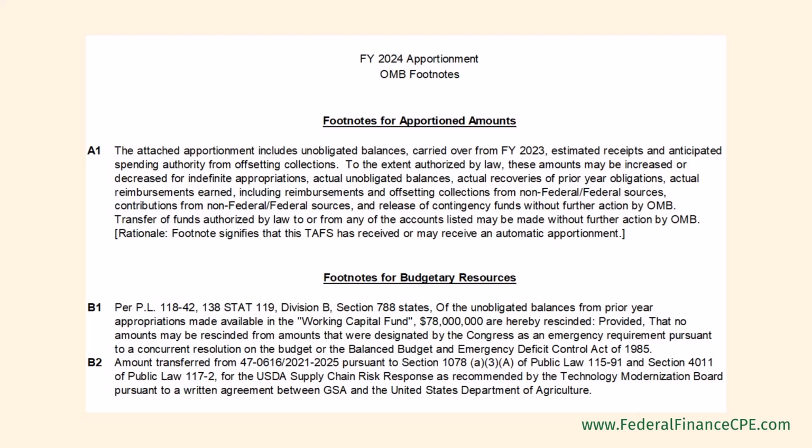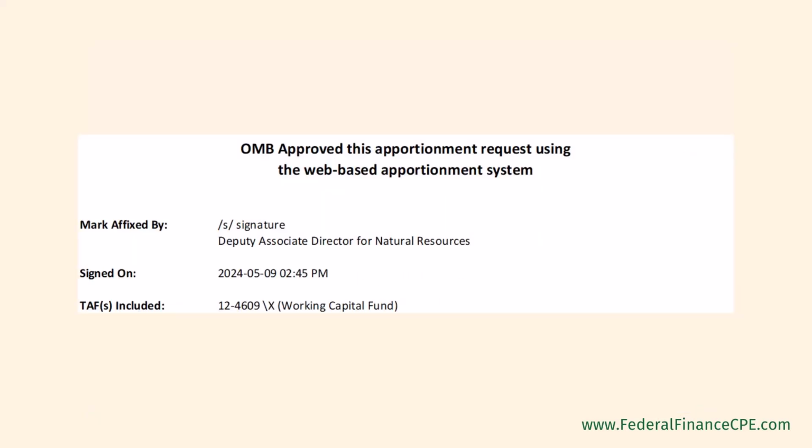These footnotes show how you can trace unusual amounts back to their source, like why we see a negative budget authority, it was rescinded, or where transferred funds came from. The approval section now shows the Deputy Associate Director for Natural Resources signed this apportionment, along with the signature date and the specific accounts included.